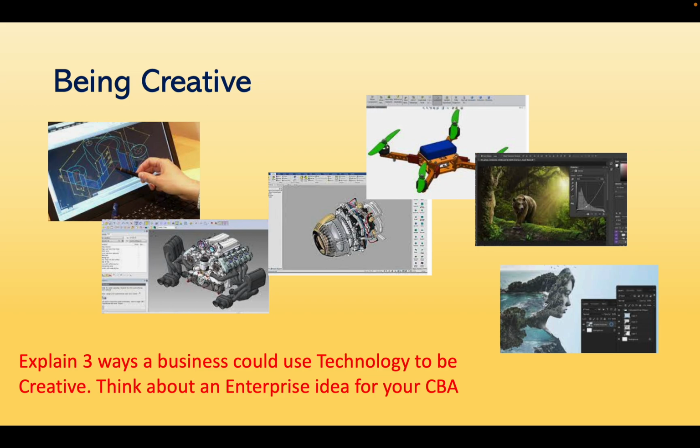So what I want you to do now is think about three ways technology could be useful for a business to be creative. In particular, if you had done enterprise for your CBA, can you think about how you could have been creative with your product? Obviously if you can be creative, you might come up with really interesting new ideas, maybe ideas for how to advertise, how to make products, how to change what the product looks like or the packaging. So think about that, and take note of three different ways a business could use this technology to be creative. I'll click pause now.